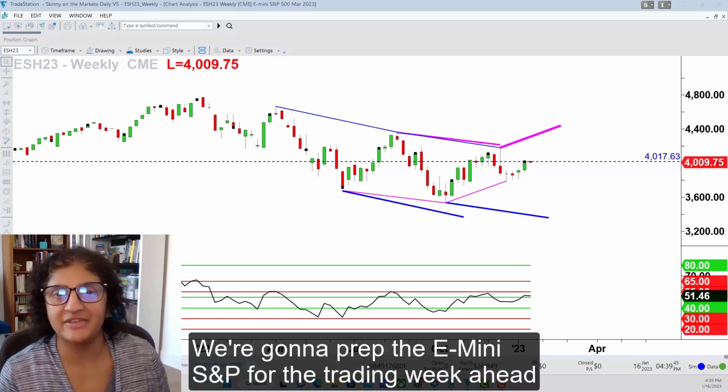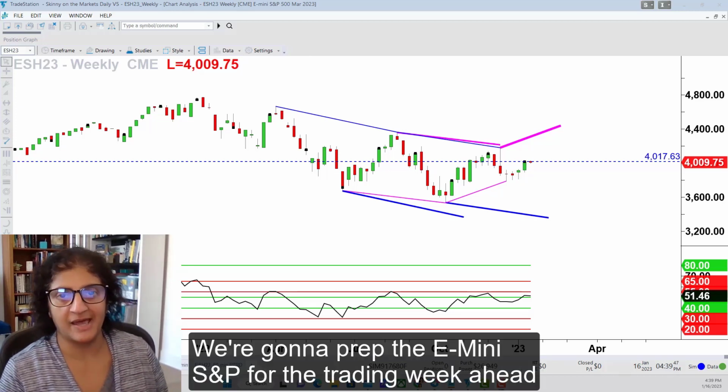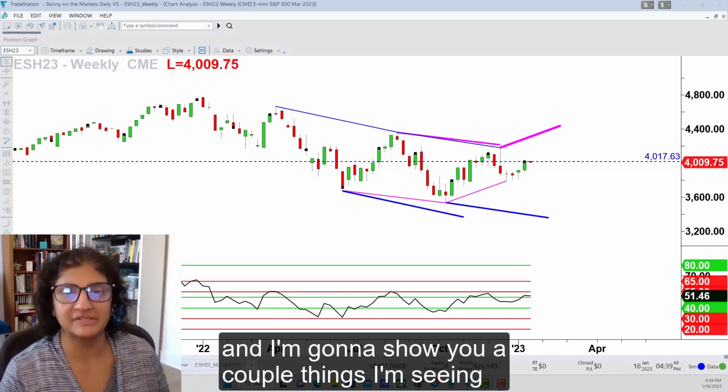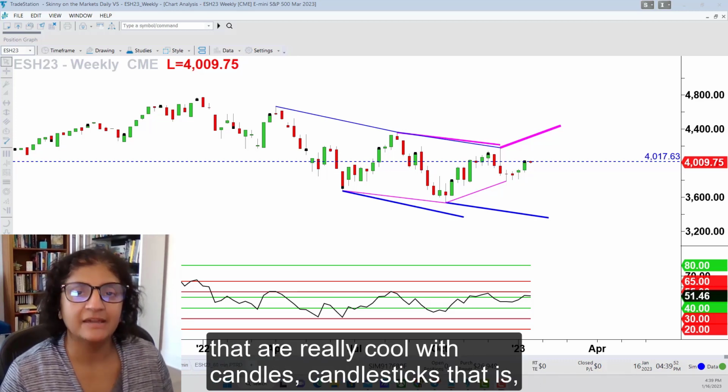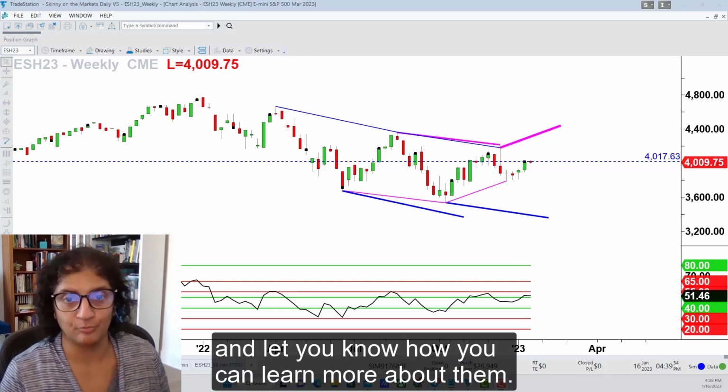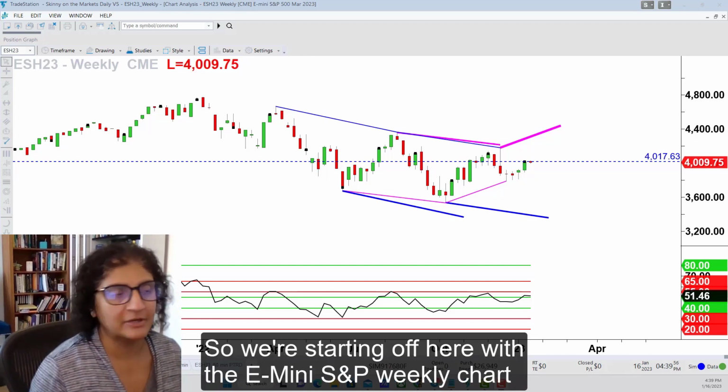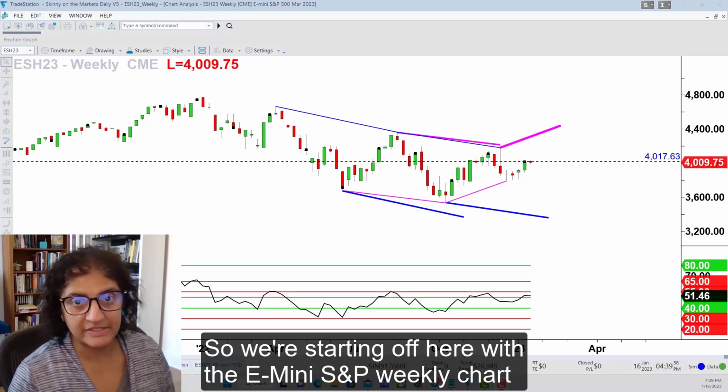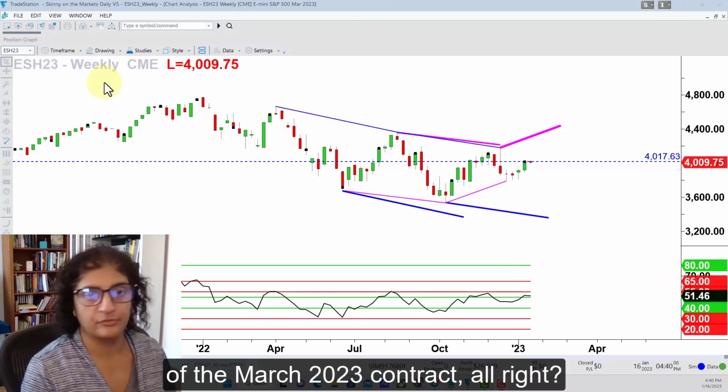We're going to prep the E-mini S&P for the trading week ahead, and I'm going to show you a couple of things I'm seeing that are really cool with candlesticks, and let you know how you can learn more about them. So we're starting off here with the E-mini S&P weekly chart of the March 2023 contract, right?